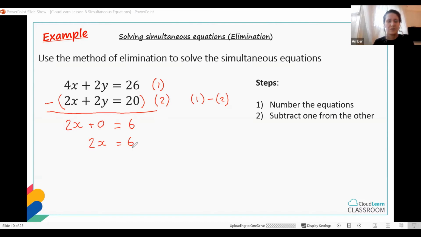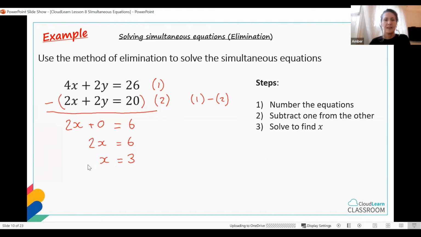If I know that 2x equals 6, then I can solve that and say x must be 3. Which I think was step 3. I've just gone ahead. So step 3 is to solve to find x. I'm going through this quite quickly. Please feel free to stop me if you have any questions.